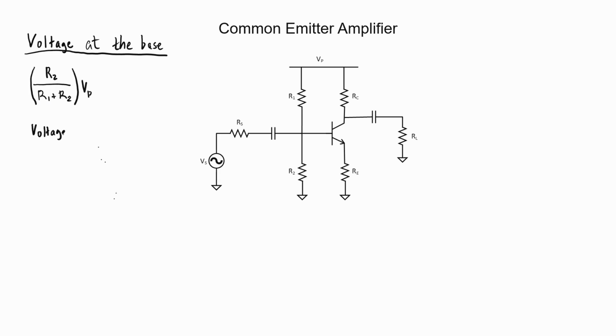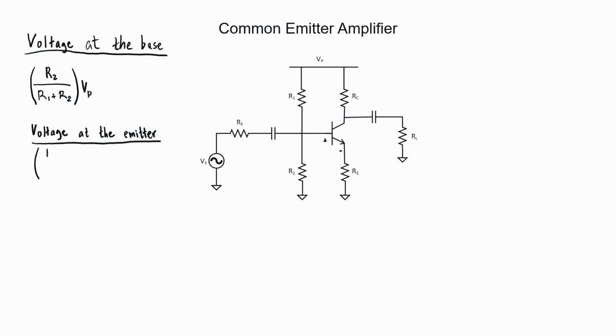Let's now find the DC voltage at the emitter. Now, the voltage across the base emitter junction is just a forward bias diode. If it's a silicon transistor, that voltage drop is going to be about 0.7 volts. Therefore, the voltage at the emitter should just be exactly what the voltage at the base is, dropped by 0.7 volts. So let's go ahead and write it down.